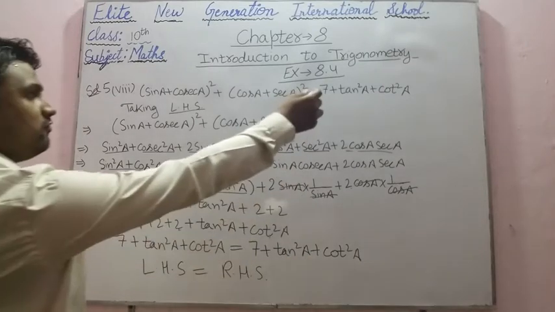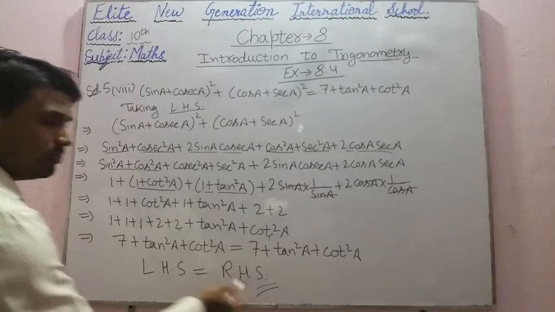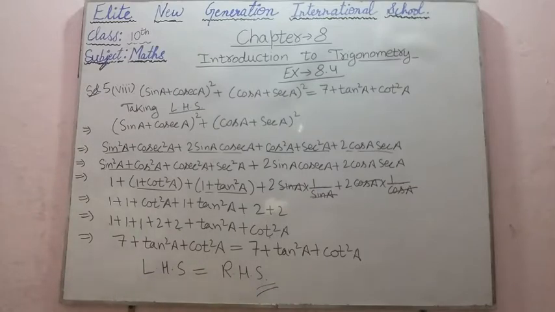So we have to prove 7 plus tan square a plus cot square a. So from here we can say left hand side is equal to right hand side. So in this way we can prove this question. Now after this, the next question.